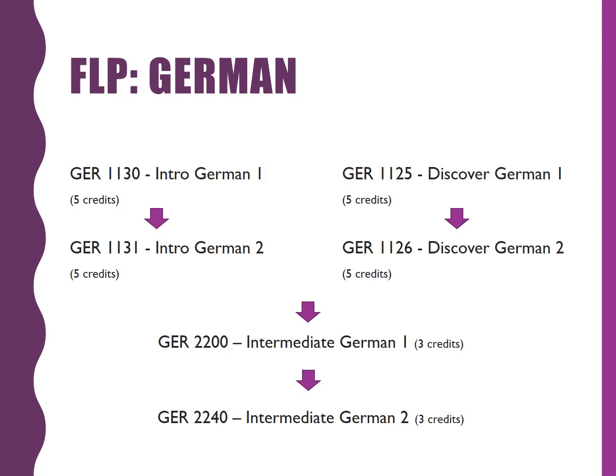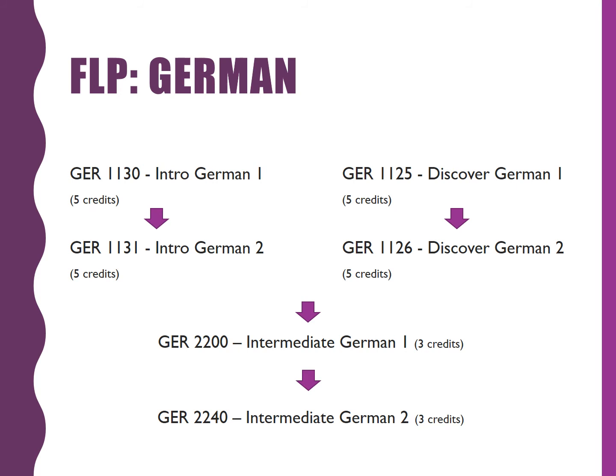And last but not least, for our specific sequencing that I want to talk about is German. Now you'll notice that German is set up a little bit differently, and that's because their language classes are a little different. You've got our standard GER 1130, 1131 on the left, just our introductory German sequence, very common. And then on the right, you've got GER 1125 and GER 1126. This sequence is called the Discover German sequence, and I'm going to talk about it on the next slide, a little bit more about the differences between the two sequence options.